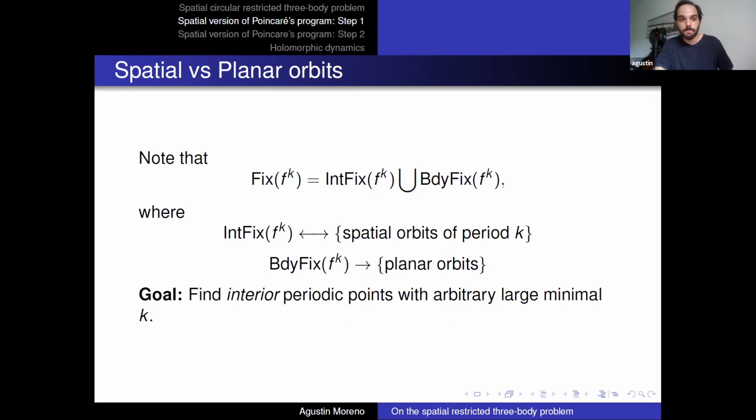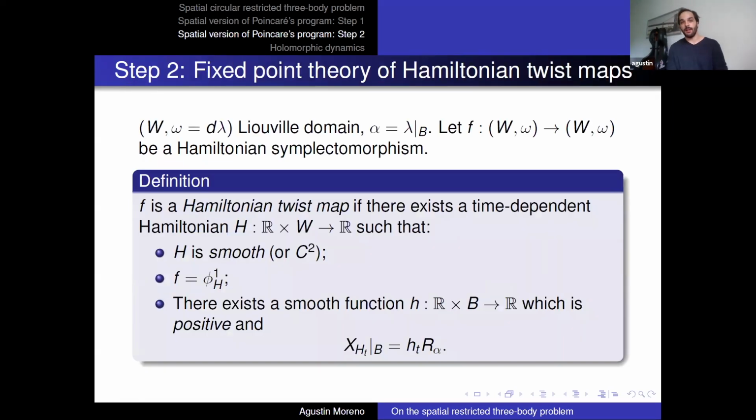Okay. So having said that, we move on to step 2 in the program. Now we found orbits of the section and we want to prove fixed points there. For that, I need to tell you what our version of the twist condition is in high dimensions.